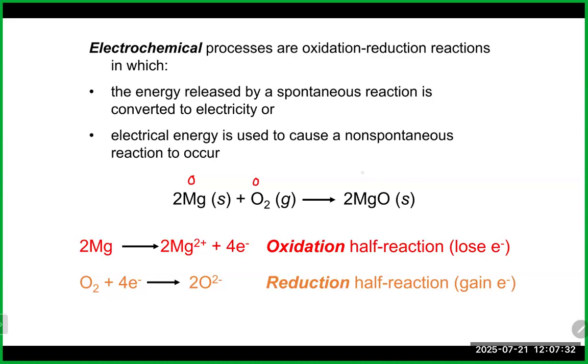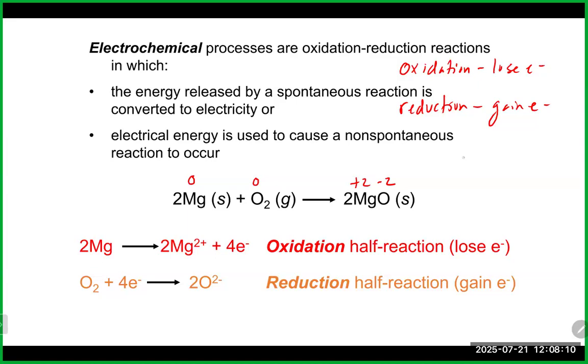And then on the right-hand side, the magnesium has a +2 charge, and the oxygen has a -2 charge. Remember that anything in its natural state that is uncombined does not have a charge. And when we talk about oxidation, one of the definitions of oxidation is to lose an electron, and reduction means to gain an electron. And once again, when you lose electrons, you do become more positive, and when you gain electrons, you become more negative.